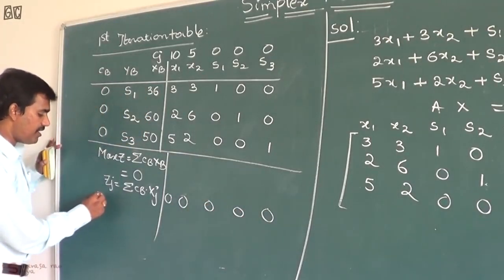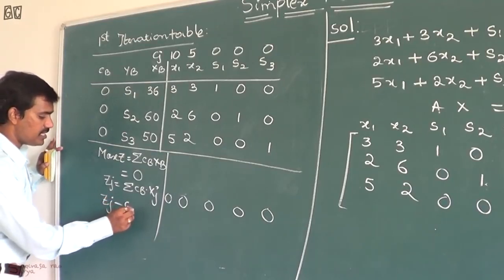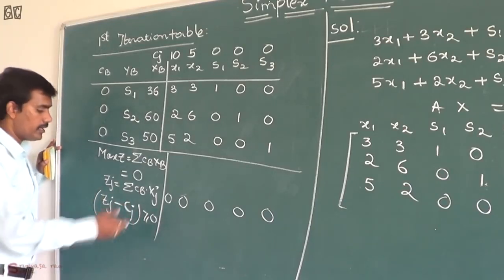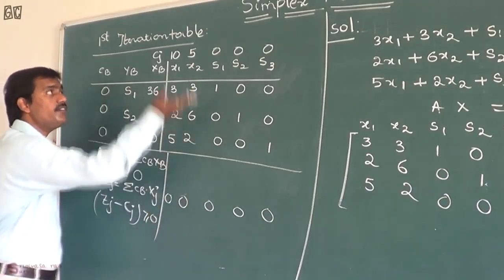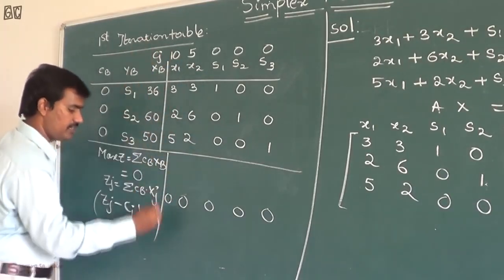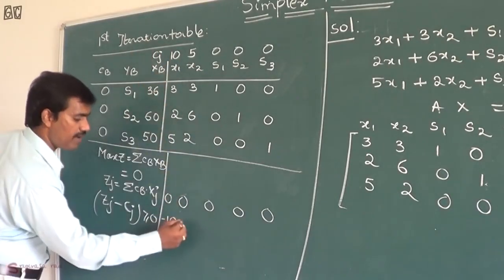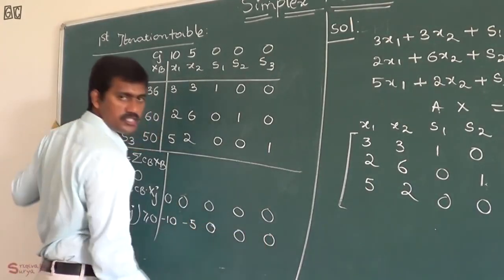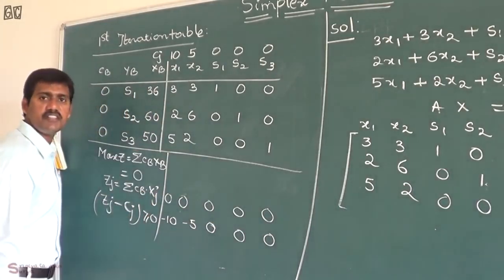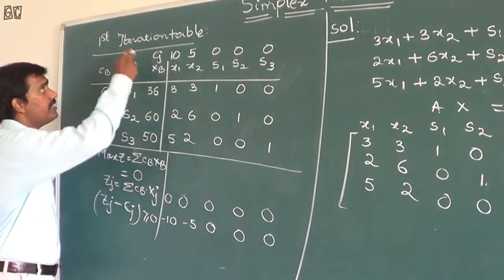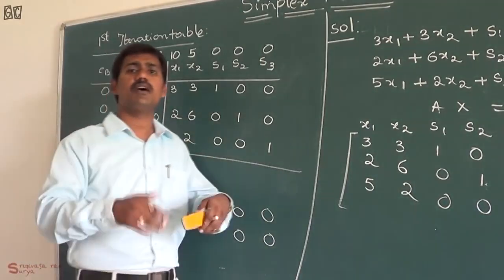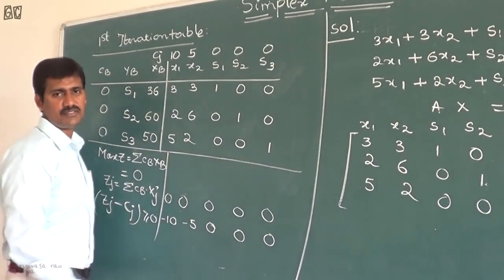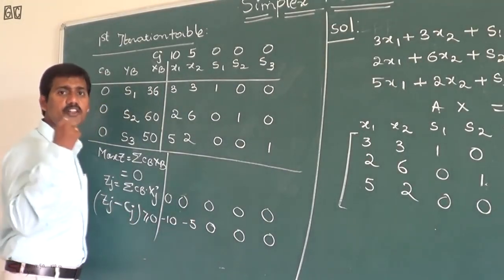And finally we have the net evaluation condition, Zj minus Cj greater than or equal to 0. Here we have Zj and we have Cj, that is 0 minus 10, that is minus 10, 0 minus 5, again minus 5, 0 minus 0, that is again 0, and again 0 minus 0. Here the net evaluation condition is not satisfied. The word itself says iteration. Iteration means we repeat the steps until this condition is satisfied. In this case the condition is not satisfied.